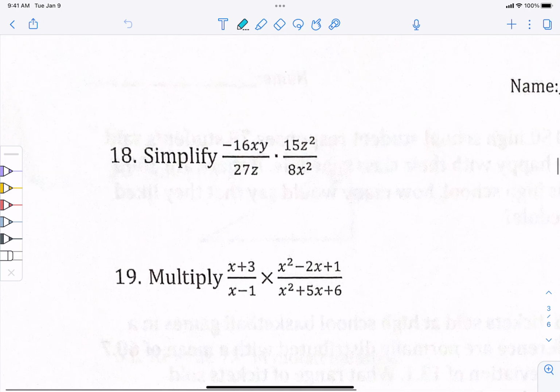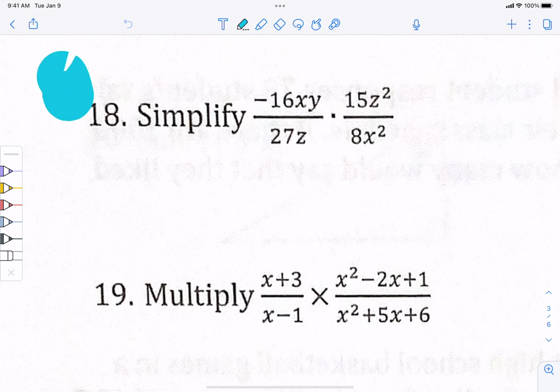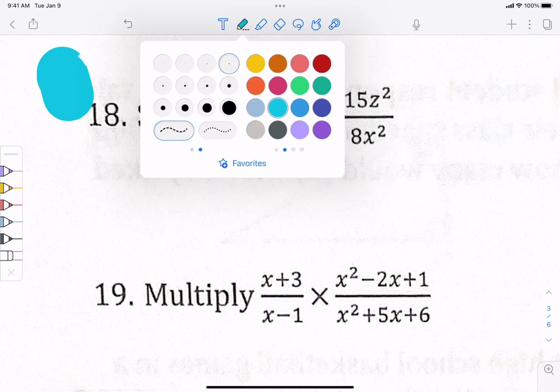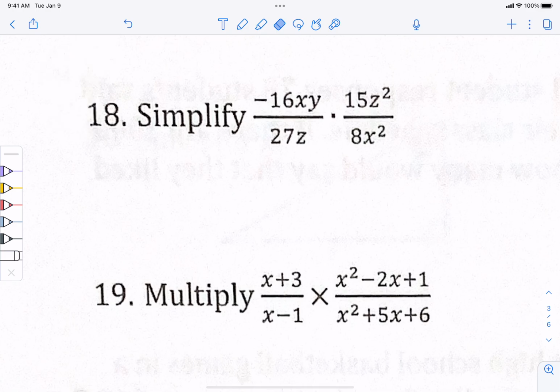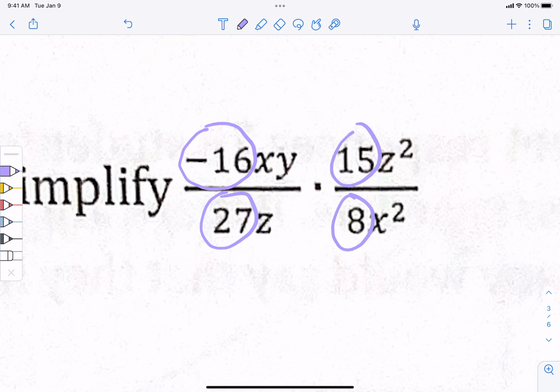Starting with 18, 19, 20. I guess just 18 and 19, those are all multiplying, but the difference between the two is that 18 is not trapped, but 19 is trapped. So I'm going to put an NT and a T, okay? We have to deal with them just a little bit differently. Now, on 18, I look at just the numbers first: just negative 16, just 27, just 15, just 8, and I reduce those.